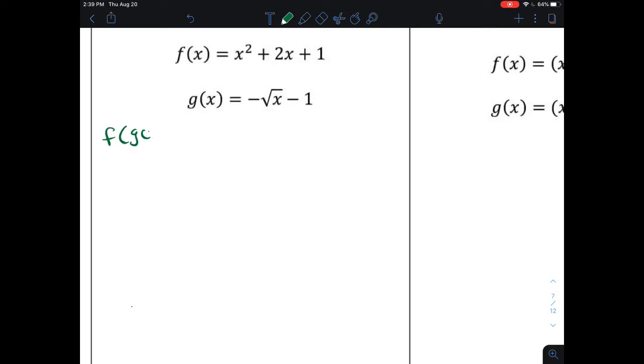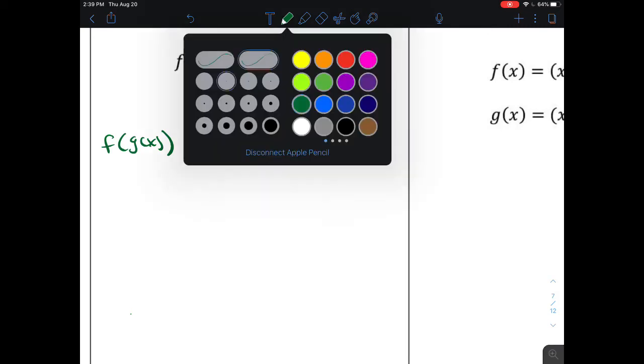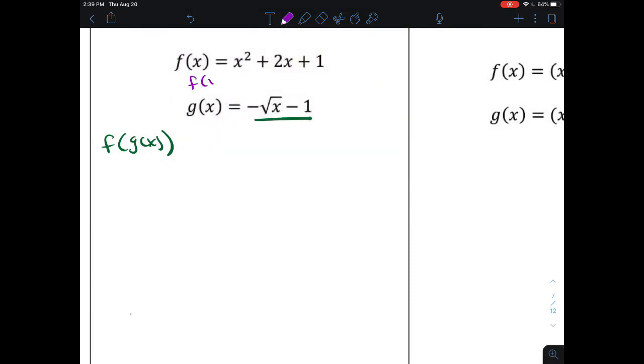So f of g of x, and see what happens here. So I'm going to take g, I'm going to put it inside of f. Now this looks like it's going to get a little ugly because in f, I've got to square that x, I've got to multiply x by 2, and I've got a radical in g. So I'm going to look to see if I can rewrite f to make life a little easier. So f here, by looking at it, I see it's a perfect square. So I can write it as x plus 1 to the second power. And so f is in purple, and I'm going to rewrite that. So x plus 1 to the second power, and where the x is, I write g, because I'm putting g inside of f. So I'd have negative square root of x minus 1.